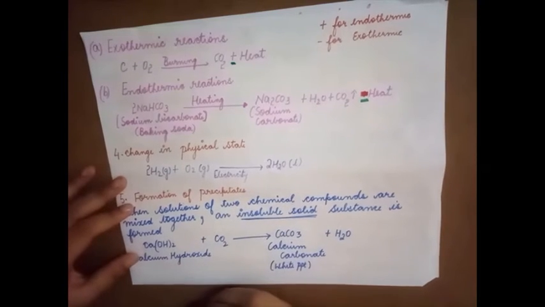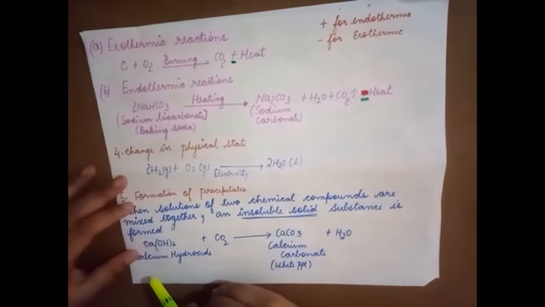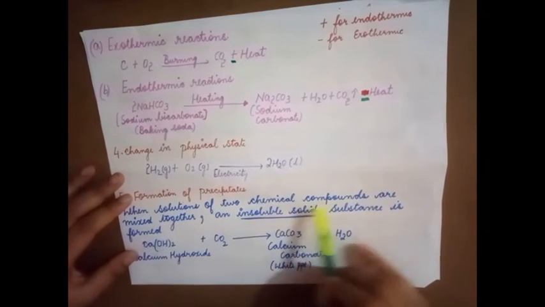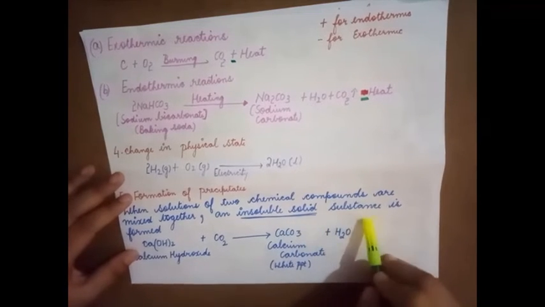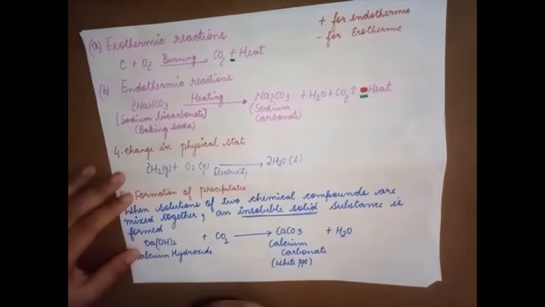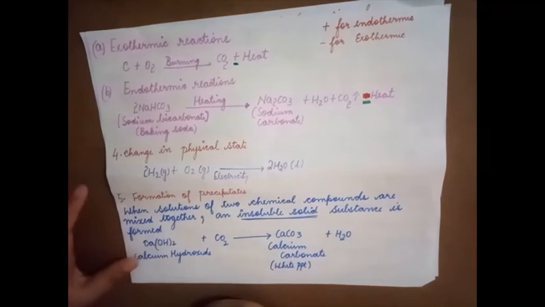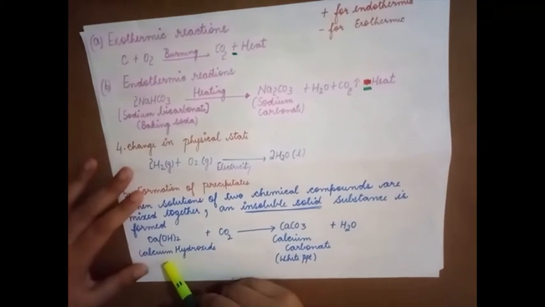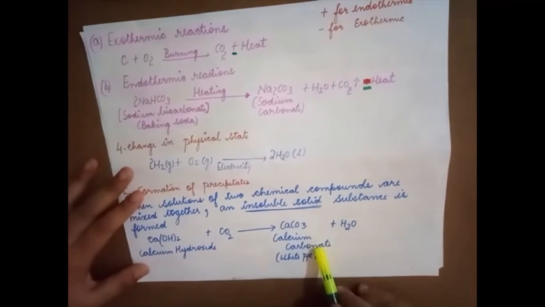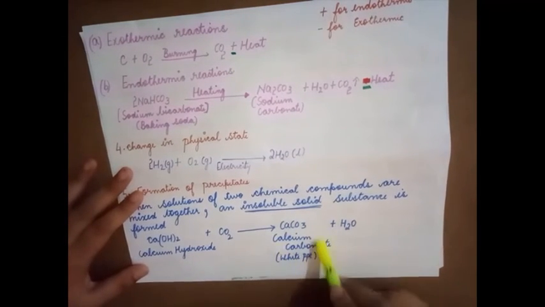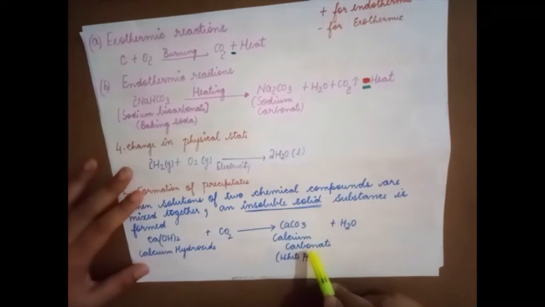Formation of precipitates. Now let's try to understand what is this precipitate. When solutions of two chemical compounds are mixed together, an insoluble solid substance is formed. Precipitate is nothing but an insoluble solid substance. When calcium hydroxide combines with carbon dioxide, it forms calcium carbonate and gives rise to water. Now this calcium carbonate, what is formed over here, is an insoluble solid substance, or it is a precipitate. A white precipitate is being formed.